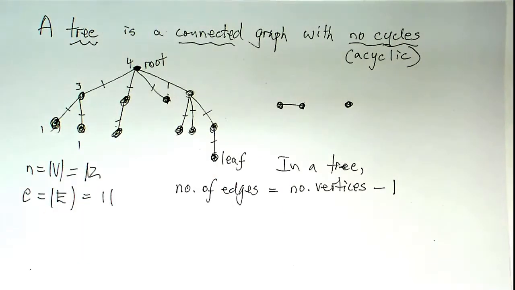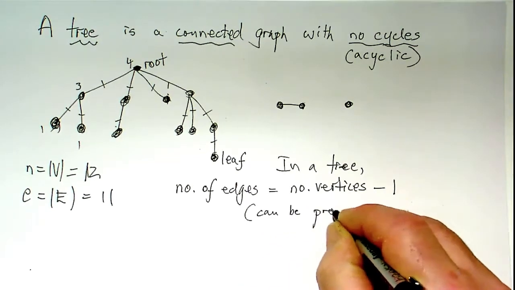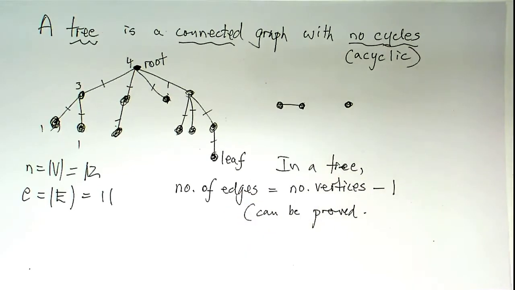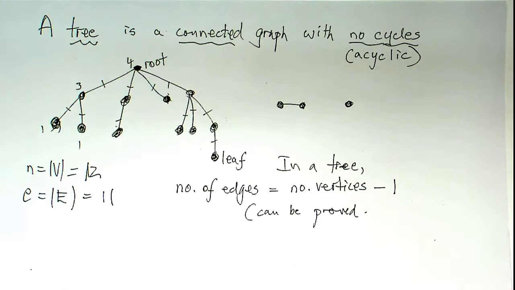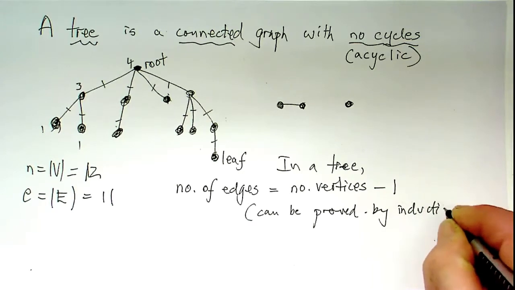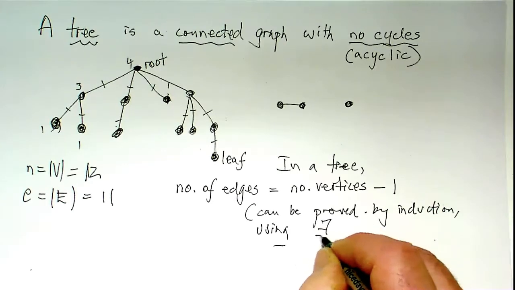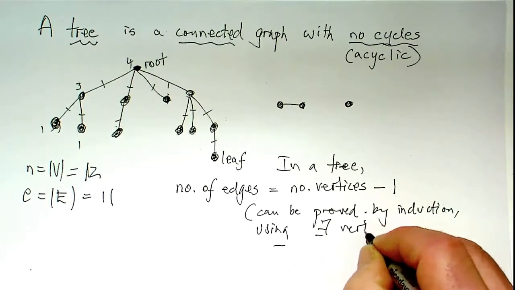And then you can prove it by induction, on the number of edges. If you've got a graph which is a tree, you can then remove an edge. If you think about it, there has to be a vertex of degree 1 in a tree, because otherwise you could keep going and get a cycle. So it can be proved by induction, using the fact that there exists at least 1 vertex of degree 1.